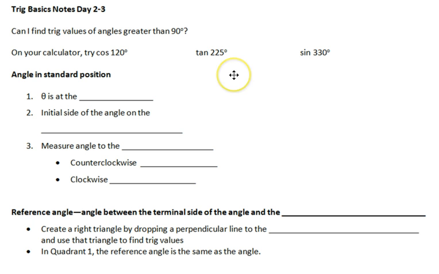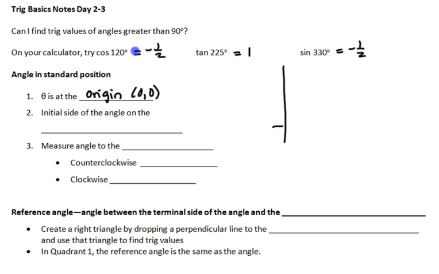So the first thing, and you might want to write these down: cosine of 120 was negative 1/2, tangent of 225 was 1, and sine of 330 was also negative 1/2. First of all, we are going to define an angle in standard position. Theta is at the origin, the point 0, 0. I'm going to draw an angle, and this will be my angle theta.